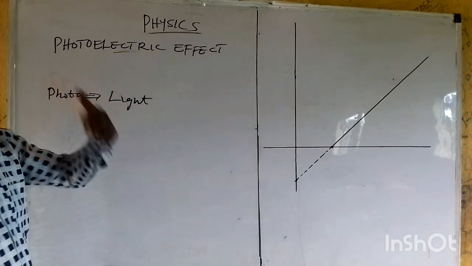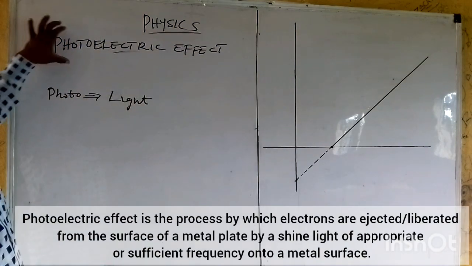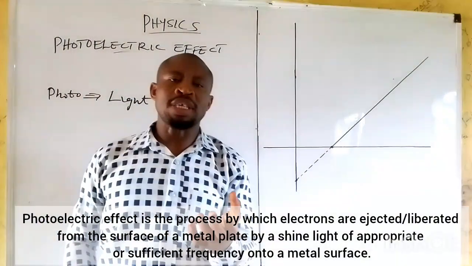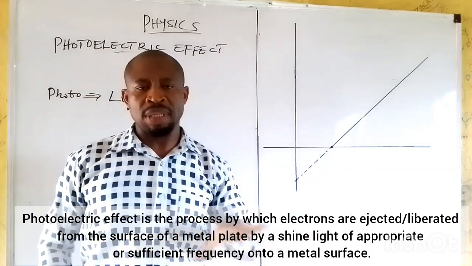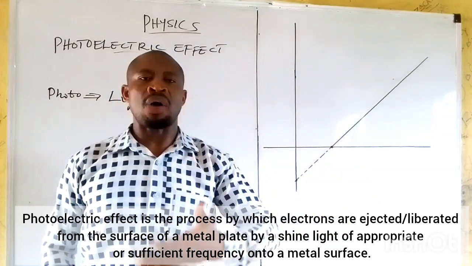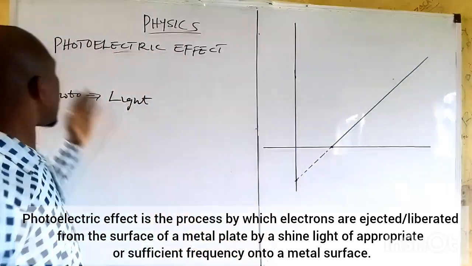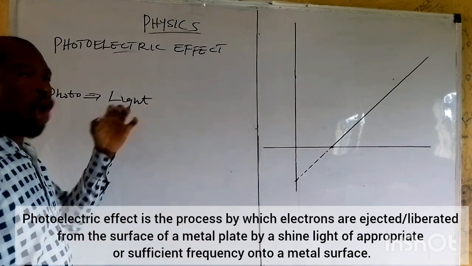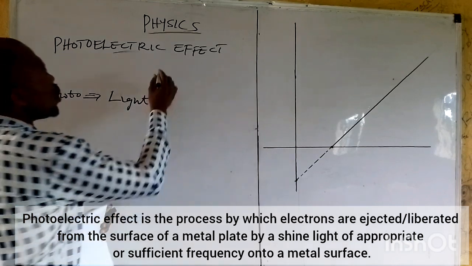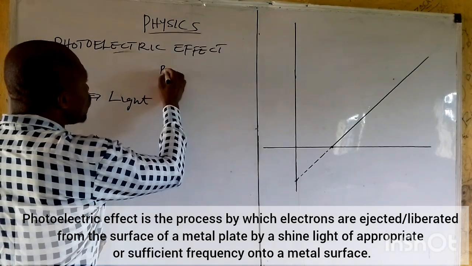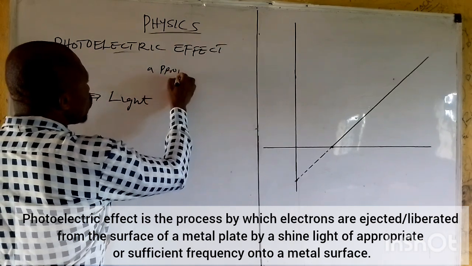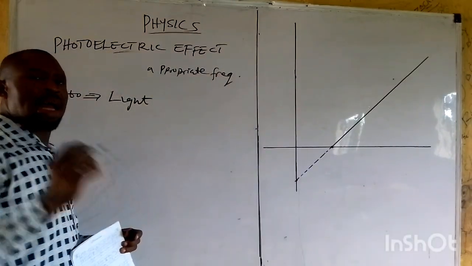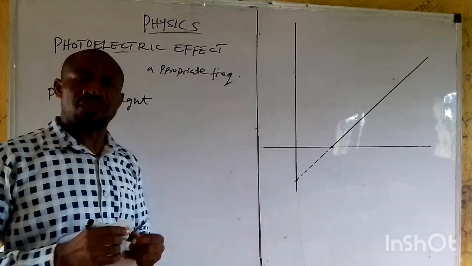So because of that, we can now define photoelectric effect as the process by which electrons are ejected or liberated from the surface of metal plates. So, electrons are ejected from the surface of a metal plate by a shine light of appropriate frequency. I want us to look at the shine light of appropriate frequency, or you can say sufficient frequency.